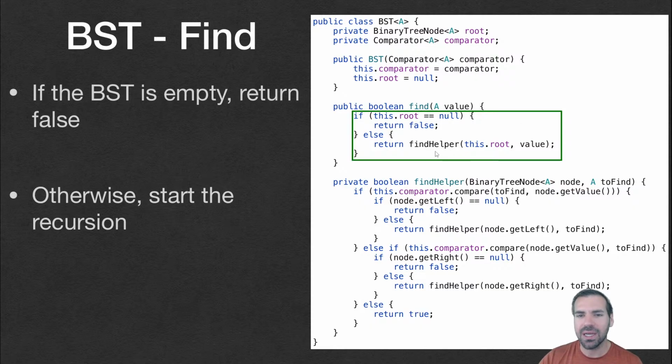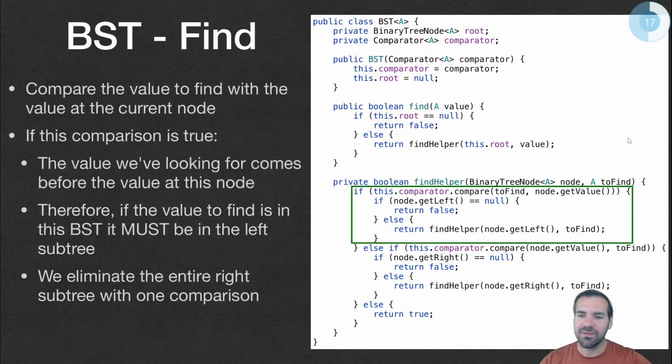Otherwise, start our recursion, and same thing with insert. We have a helper method that's going to keep track of the node that we're currently visiting to check if it has the value we're looking for, and the value we're looking for itself. So we're going to start off at the root and look for this value. And we're going to ask an important question. Does the value we're looking for come before the value at this node? Same question we asked with insert, but a little bit different reasoning. We're going to say, does this value come before this node's value?